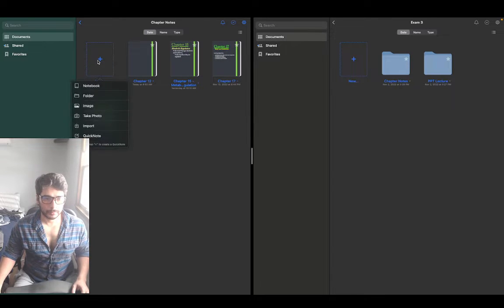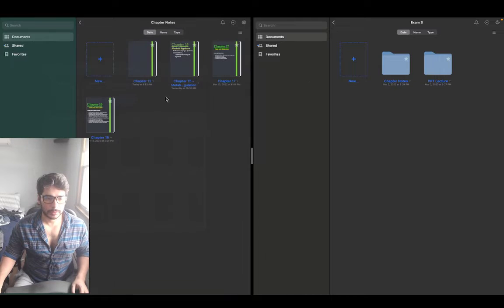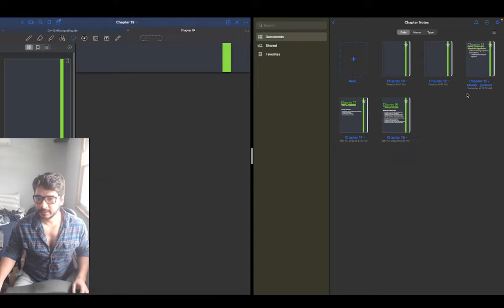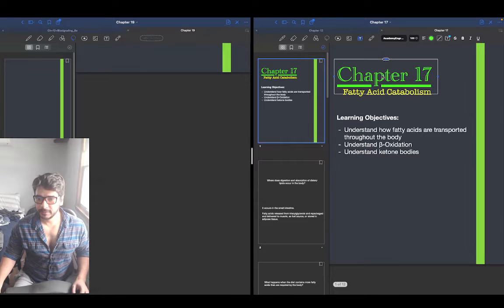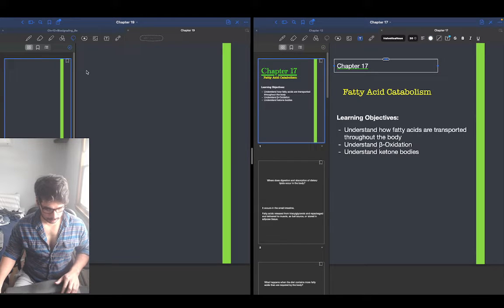New notebook. It's chapter 19. Create. Now, what I like to do is I use a previous sample. I don't know why this one's blank. It should not be. But I like to use a previous example and I mimic the format. So Control Command Copy, Command V.